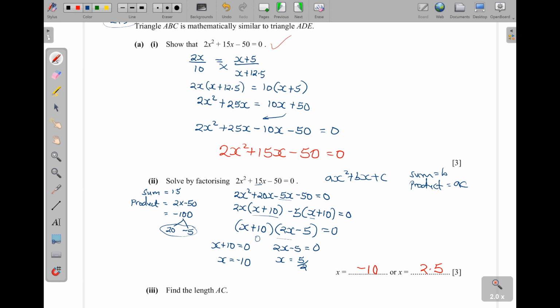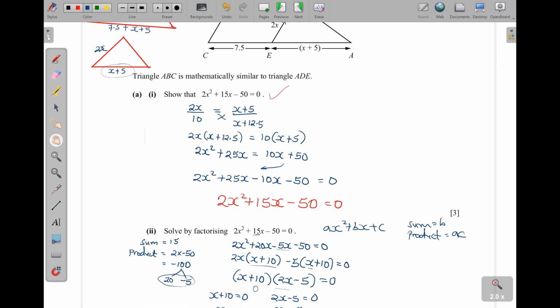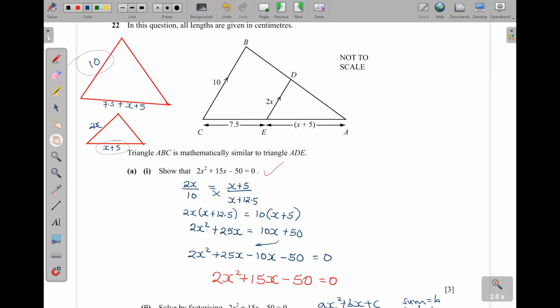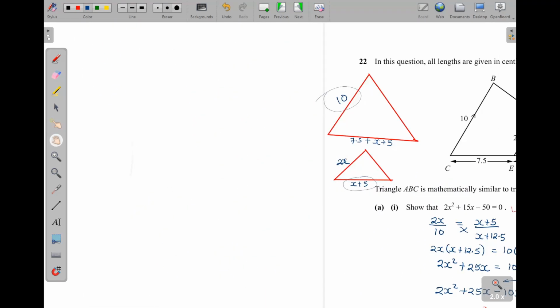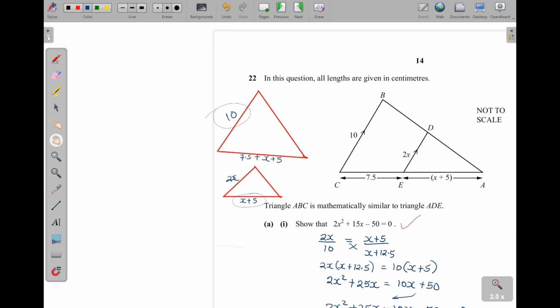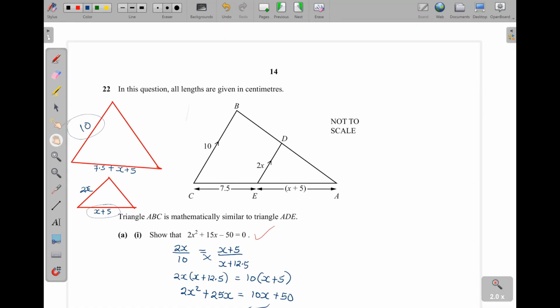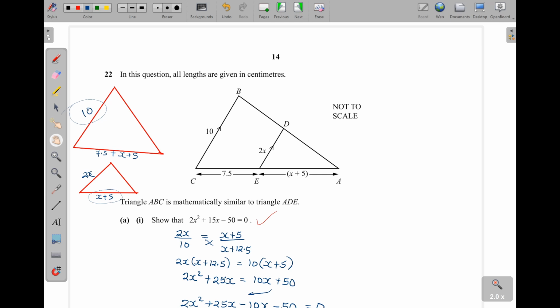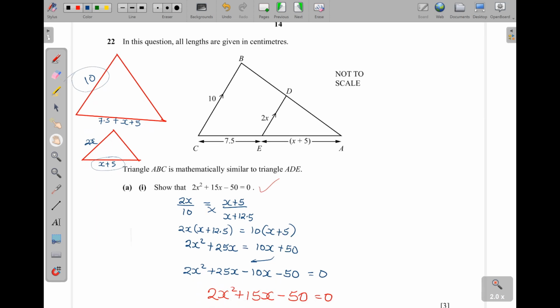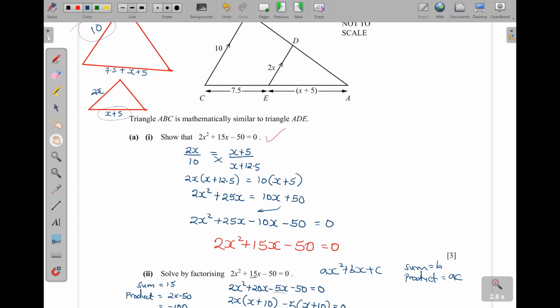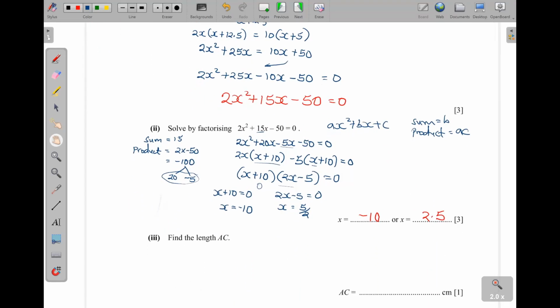Then next, they are telling us to find the length of SC. When you look here, the length of SC here, if I take the x value here as a negative, that means we will remain with negative 5. And length cannot be a negative. So we dismantle the negative, we take the positive one, okay? So SC is going to be 7.5.